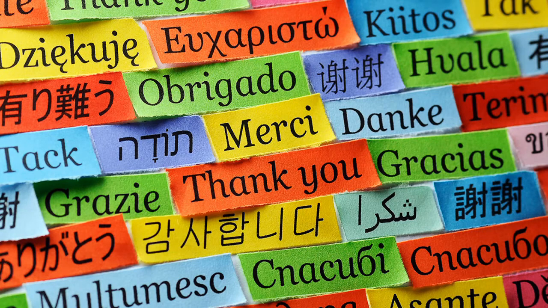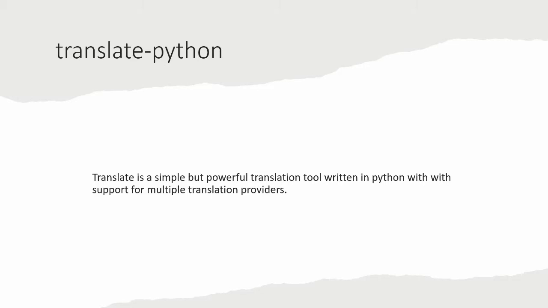And of course there are so many different languages around the world that you couldn't possibly speak all of them. So having something that can just translate between languages for you is extremely simple. And there's this module called Translate Python, and it's very simple and very powerful, and it allows you to translate many different languages very easily.